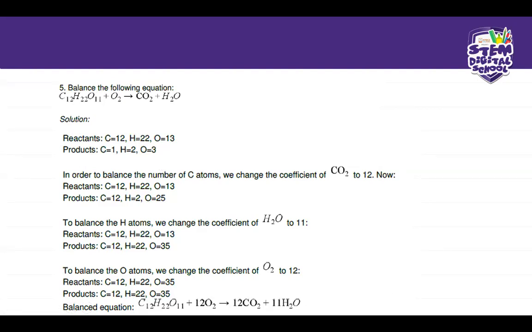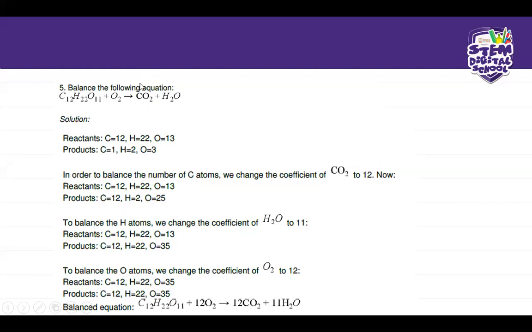Okay. So in order to balance the number of carbon, we change the coefficient of carbon dioxide to 12, right? And now we know if we put a 12 in front there, we will have 12 carbon dioxide and 12 oxygen, and 12 oxygen. No, we're going to have 24 oxygen and 12 oxygen, right? So there we have it. Now we've got our carbon. It's going to be 12.